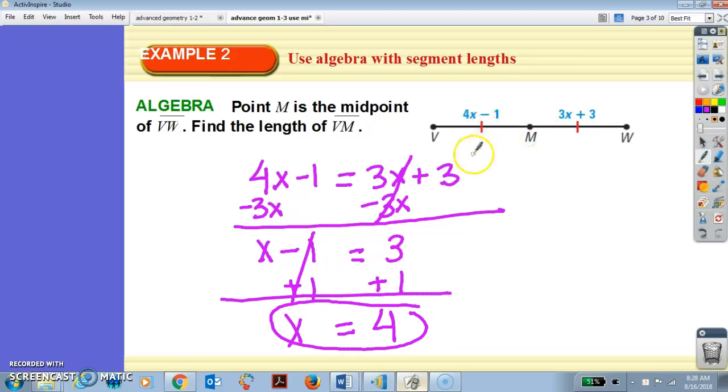All right, so if your x equals 4, now plug back in. We want to know what this length is. So 4 times 4 minus 1. 16 minus 1 is 15. Let's just double check that it works out here too, because if it doesn't, then we know we messed something up. 3 times 4 is 12. 12 plus 3 is 15, so we know that we're good and we didn't mess anything up. So what is the length? The length is 15. Our final answer is 15.